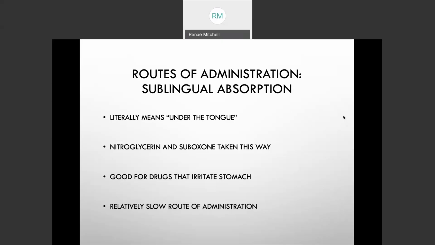This is a good pathway of administration for drugs that are irritating the stomach. So again, it avoids that GI system problem, and it still is a relatively slow route of administration.